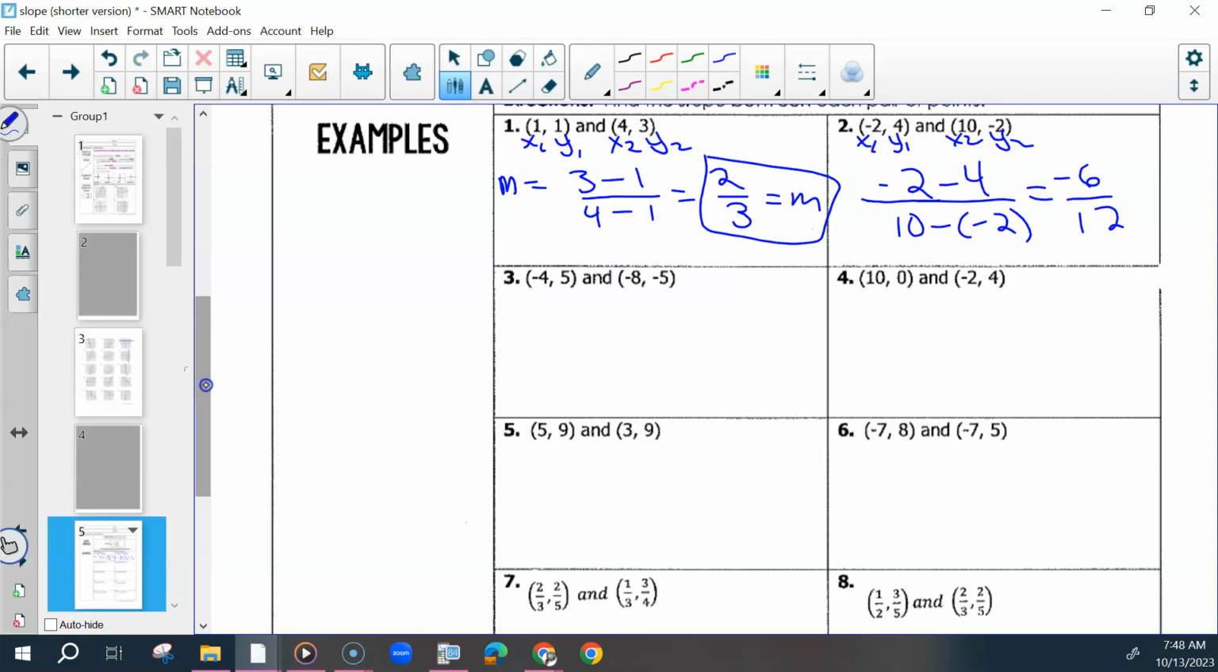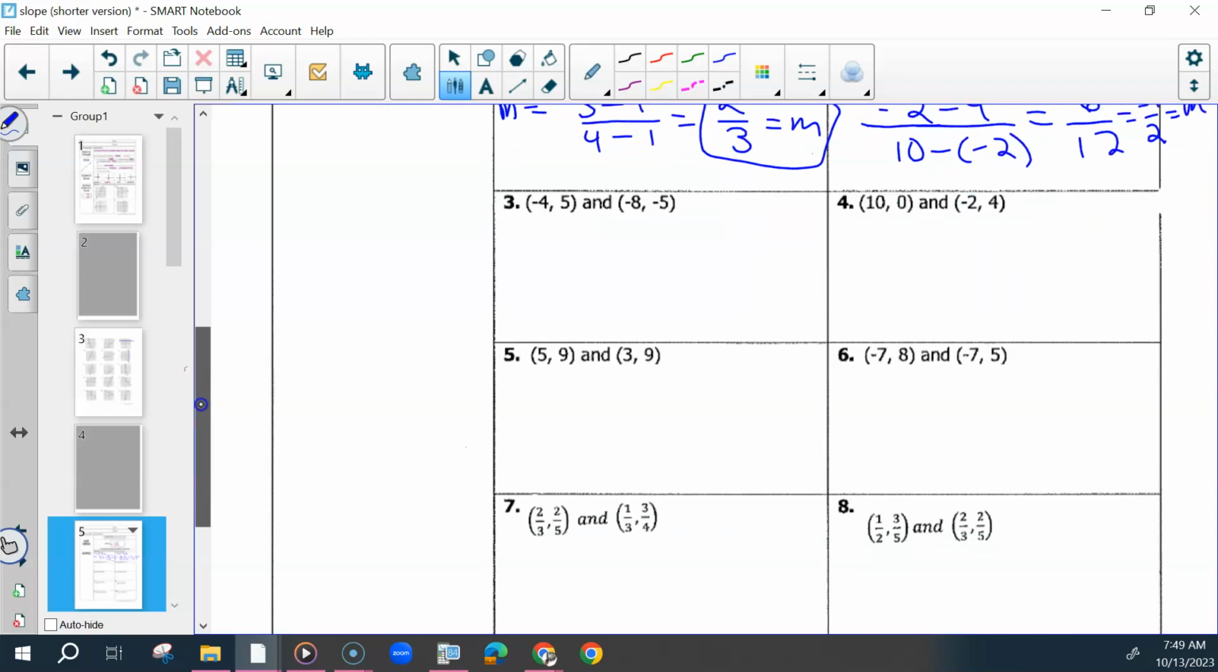And then can this be simplified more? Yes, to negative 1/2. The negative can be on the side or on the top, right? So if you have a negative, it needs to be either in the numerator or out front. It should not be in the denominator. Alright, we'll do a couple more of the regular type examples, and then I'm going to show you some fraction ones.